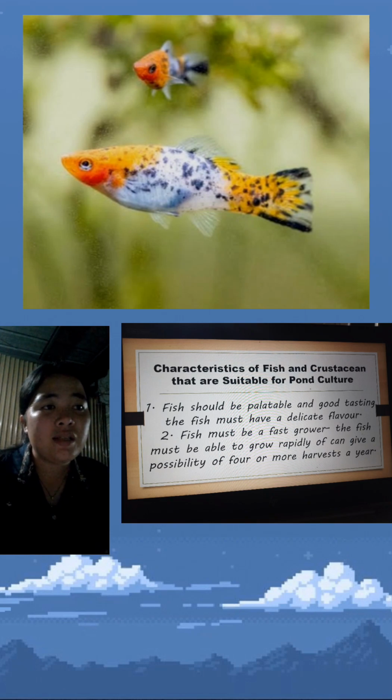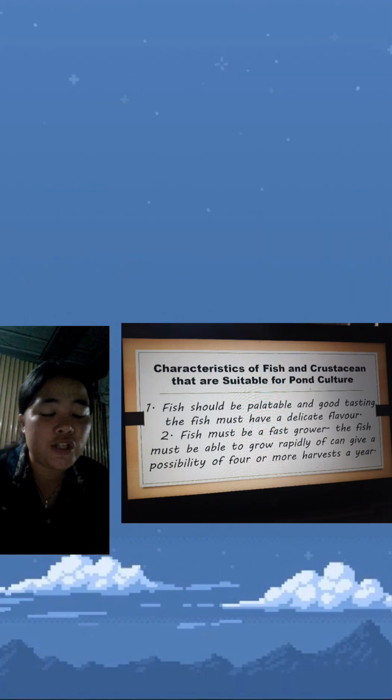An example of this is tilapia, which has a mild and slightly sweet taste and is widely eaten. Shrimp, like Pacific white shrimp, have a delicate flavor that is popular in many cuisines. And the second one is that fish must be fast growers. Fish should grow quickly to harvest sooner and ideally allow multiple harvests per year. This increases productivity and income. For example, catfish can grow to market size in 6 to 8 months. Tilapia reach harvest size in 6 months under good pond conditions.